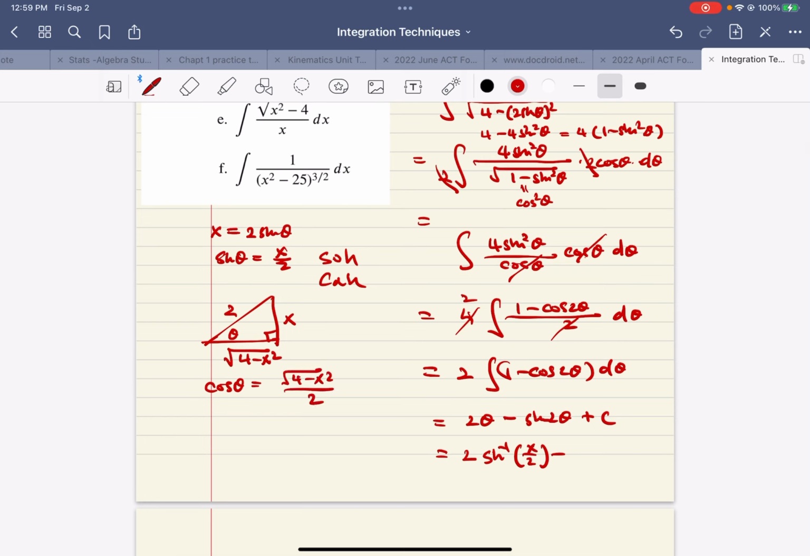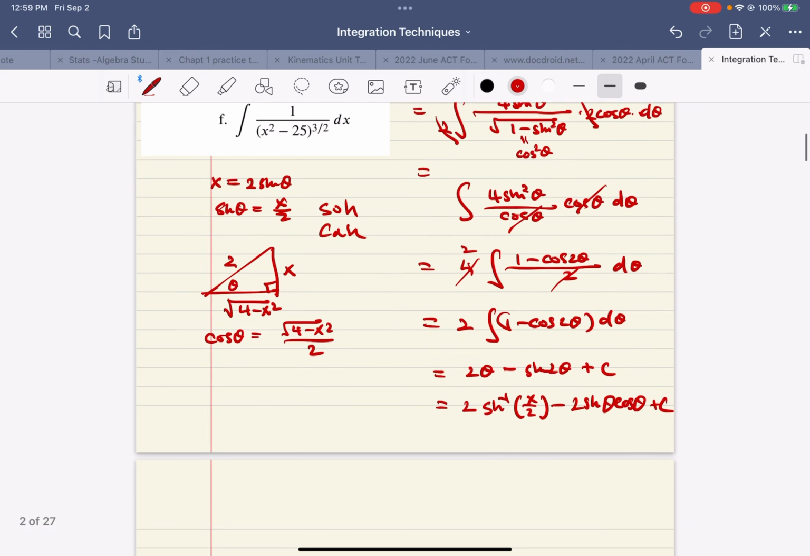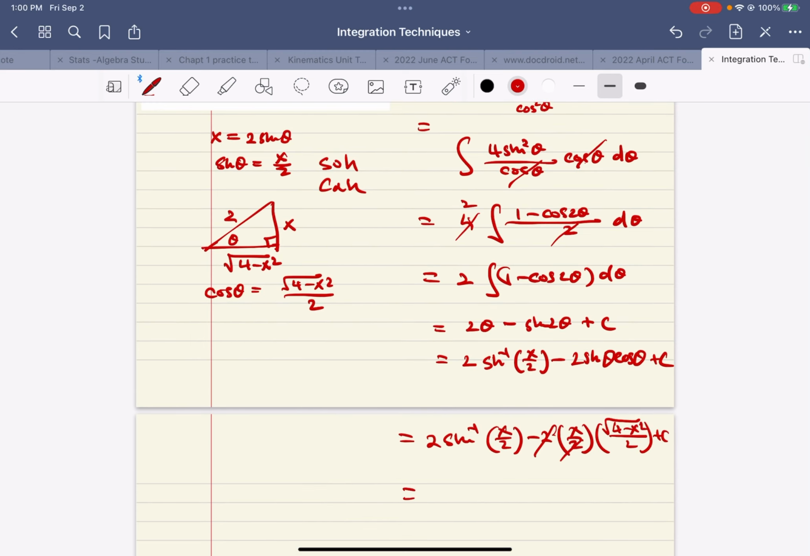Okay. So sine 2 theta, that's 2 sine theta cosine theta, the double angle formula. So your final answer: 2, this one keep it, x over 2, minus 2 times sine theta, which was x over 2, times cosine theta, root 4 minus x squared over 2, plus c. So one of the 2s cancels out. Your final answer: 2 inverse sine x over 2 minus x root 4 minus x squared over 2 plus c.